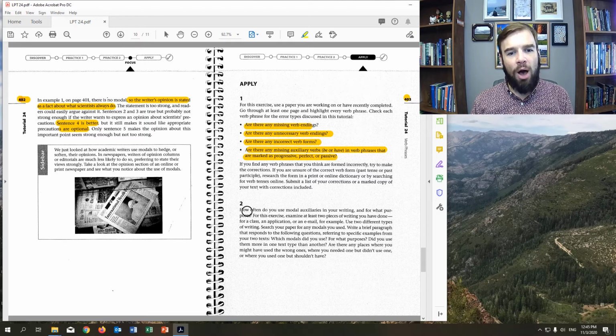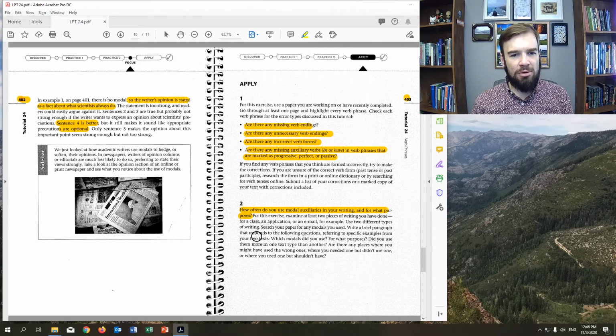Second, ask yourself, how often do you use modal auxiliaries in your writing, and for what purpose? For this exercise, examine at least 2 pieces of writing that you've done for a class, for a job application, or an email, for example. Use 2 different types of writing. Search your paper for any modals you used.